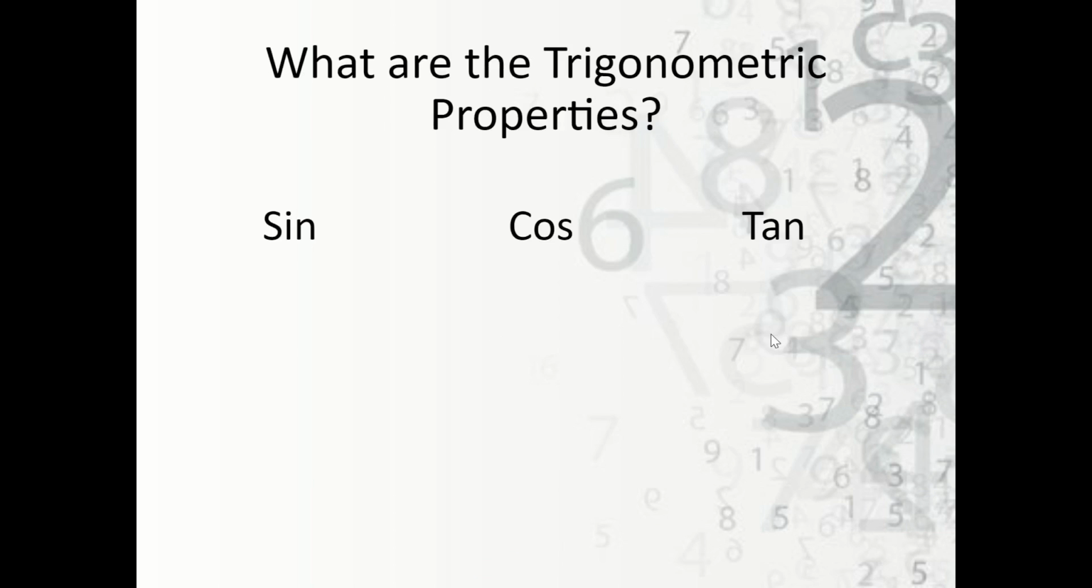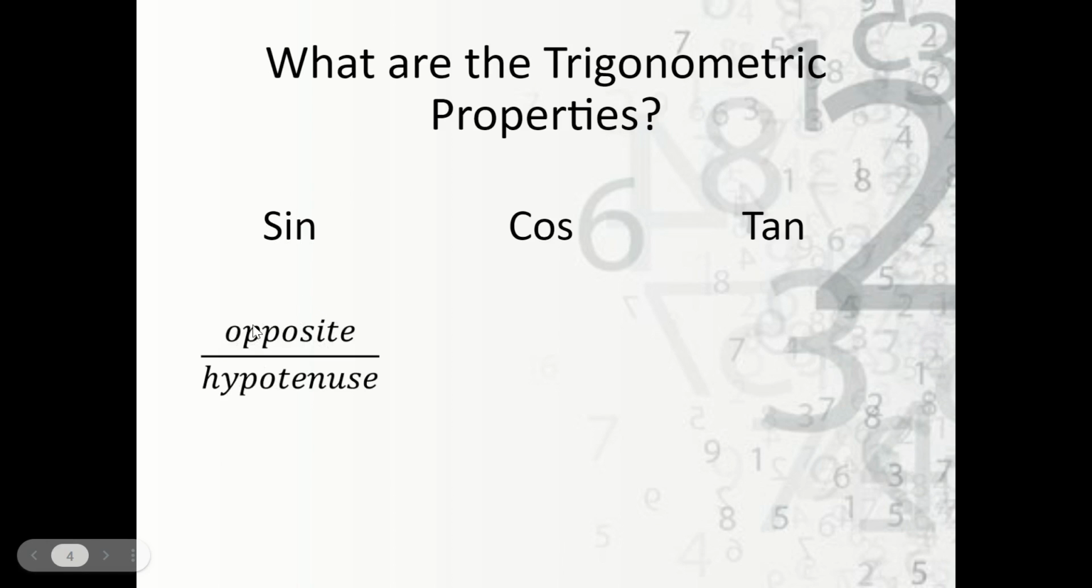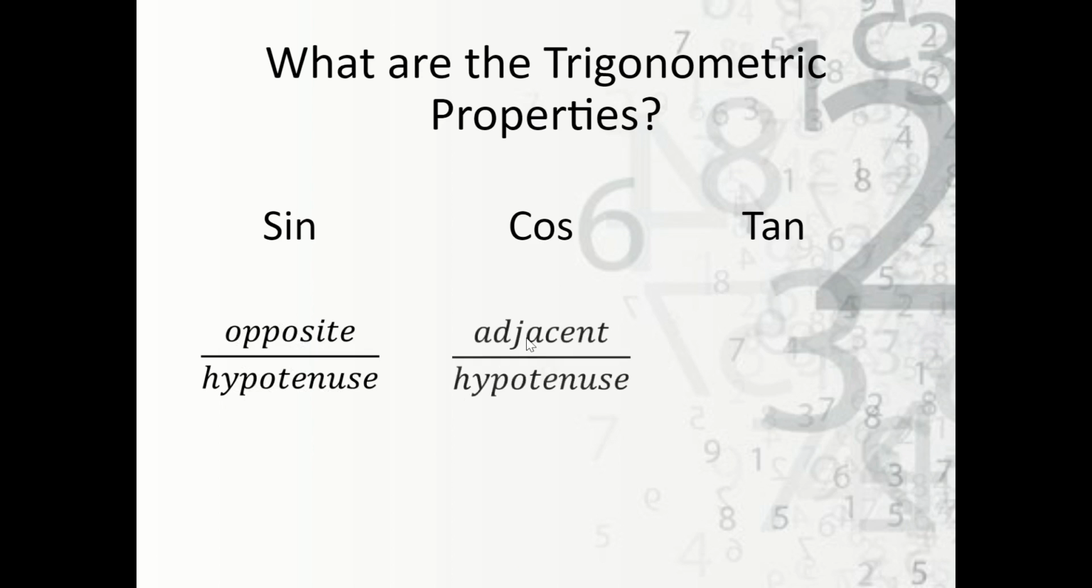Now, what are the trigonometric properties? The first one we call sine. And sine is the opposite side over the hypotenuse. So it's a ratio of the side lengths with the opposite side being on top and the hypotenuse length being on bottom. Now cosine is adjacent over hypotenuse. So we have our near side, and we'll take that length over the length of the hypotenuse. Now tangent is opposite over adjacent. So it's the length of the opposite side over the length of the adjacent side.